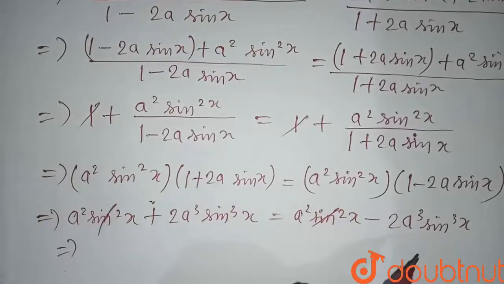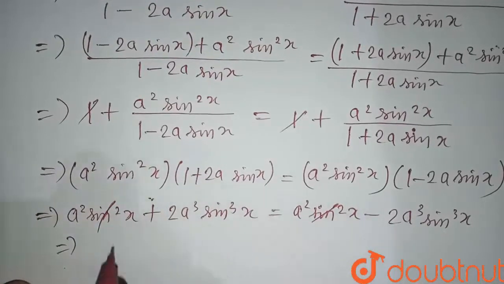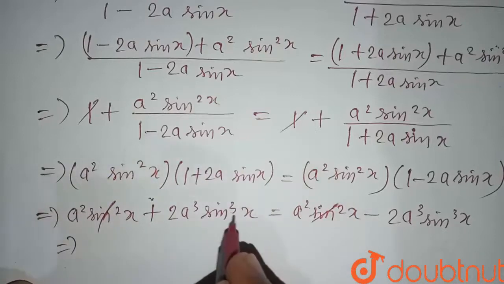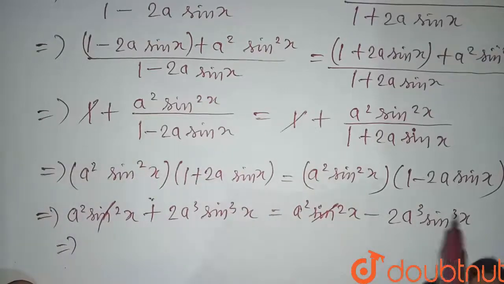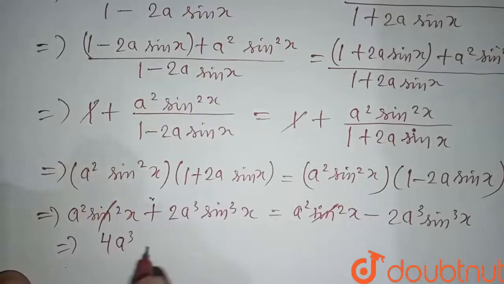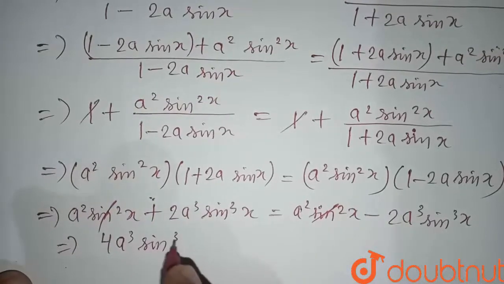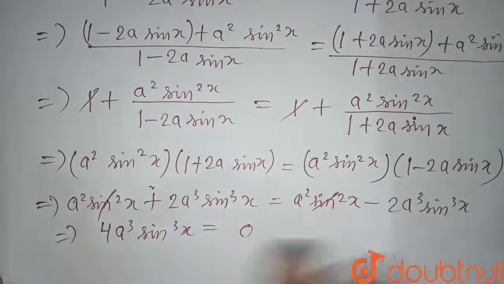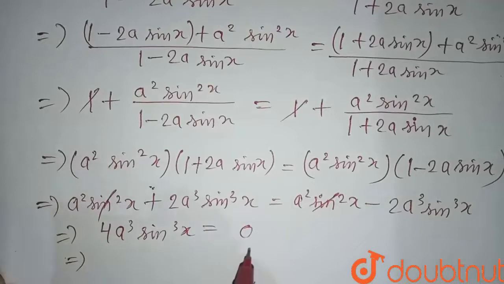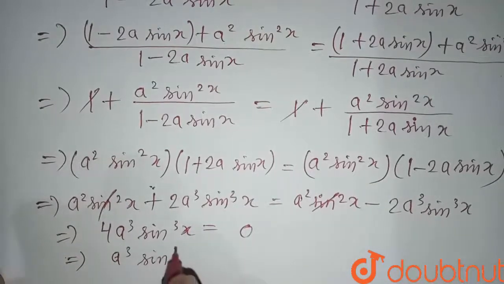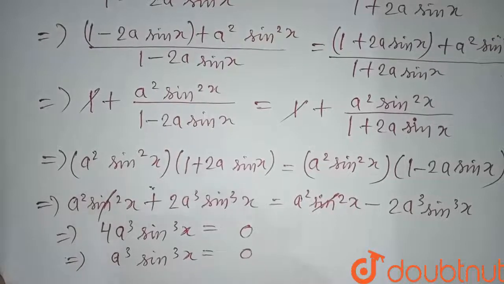There is a minus, so we transfer this to that side and it becomes plus. So 2a³ sin³x plus 2a³ sin³x will be 4a³ sin³x, that is 4a³ sin³x is equal to 0. Now when we transfer this 4 to that side, a³ sin³x is equal to 0, so that will be 0.